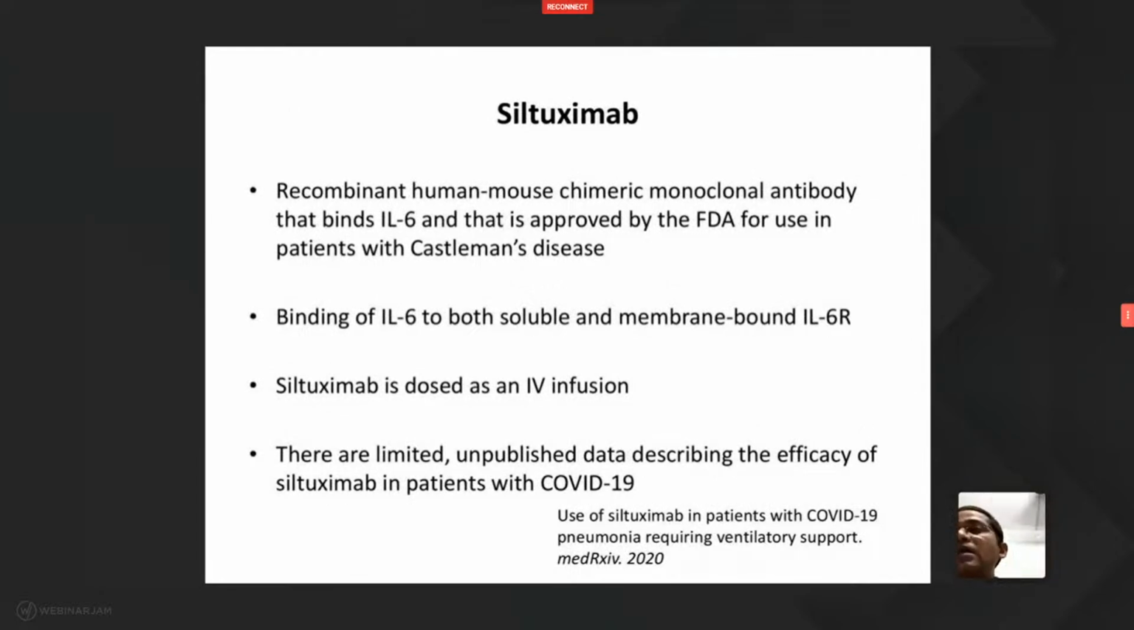This is the third drug of the same group, that is siltuximab. It is a chimeric monoclonal antibody that binds to IL-6, and it is approved by the FDA for the use in Castleman disease. It binds both soluble and membrane-bound IL-6 receptor, given by IV, and there are limited and unpublished data describing the efficacy of siltuximab in patients with COVID-19.